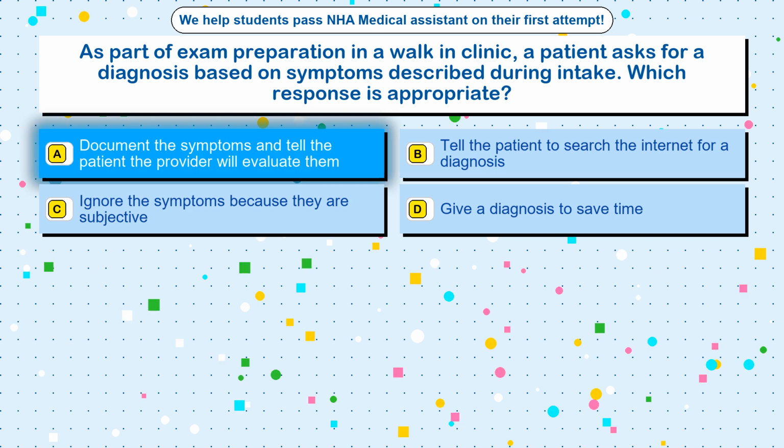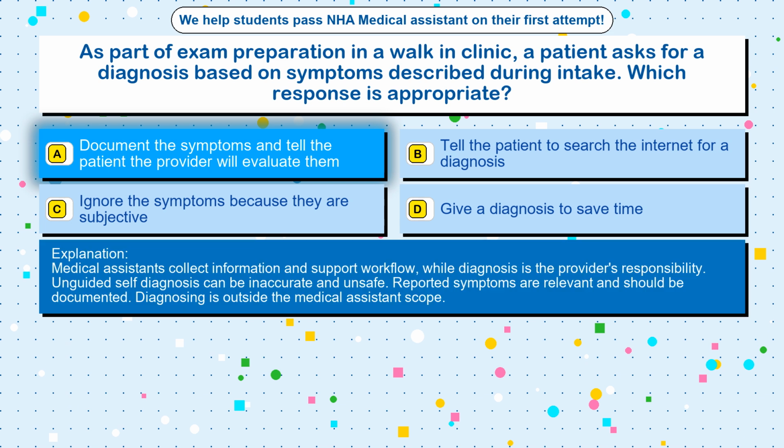The correct answer is option A. Document the symptoms and tell the patient the provider will evaluate them. Medical assistants collect information and support workflow, while diagnosis is the provider's responsibility. Unguided self-diagnosis can be inaccurate and unsafe. Reported symptoms are relevant and should be documented. Diagnosing is outside the medical assistant scope.